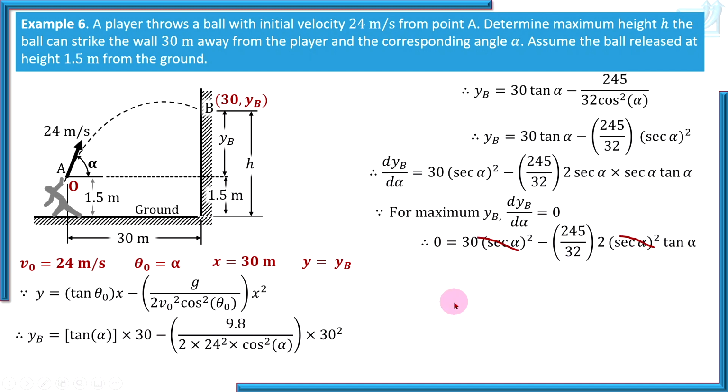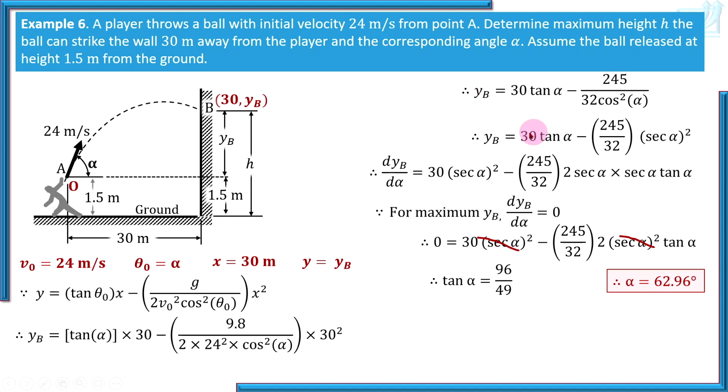Sec squared alpha will get cancelled. Divide this expression by sec squared alpha, and therefore you will get tan alpha, and therefore you will get alpha. This is one of the answers. You are asked to find the corresponding angle alpha. Remember, this is the angle alpha when dy by d alpha equals 0. That means this is the angle alpha when y is maximum.